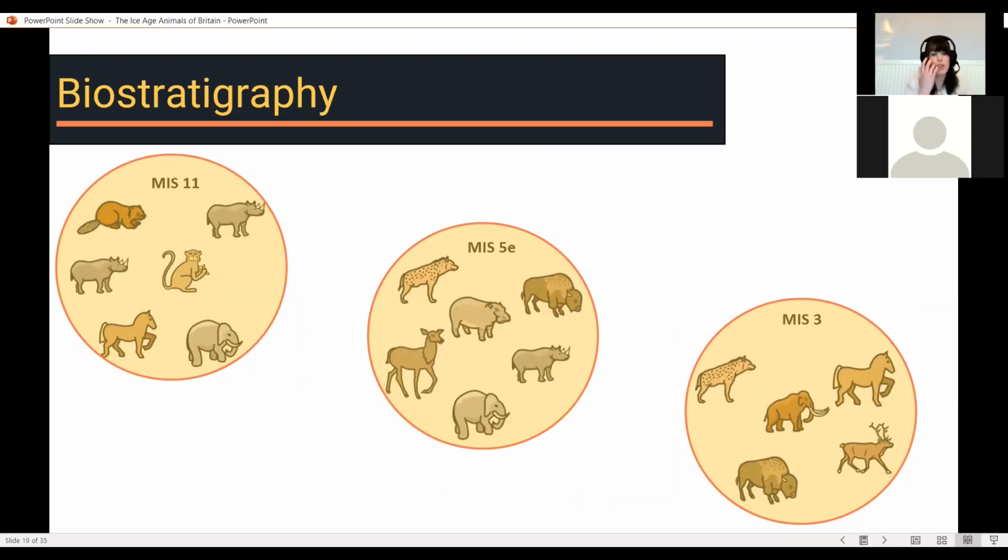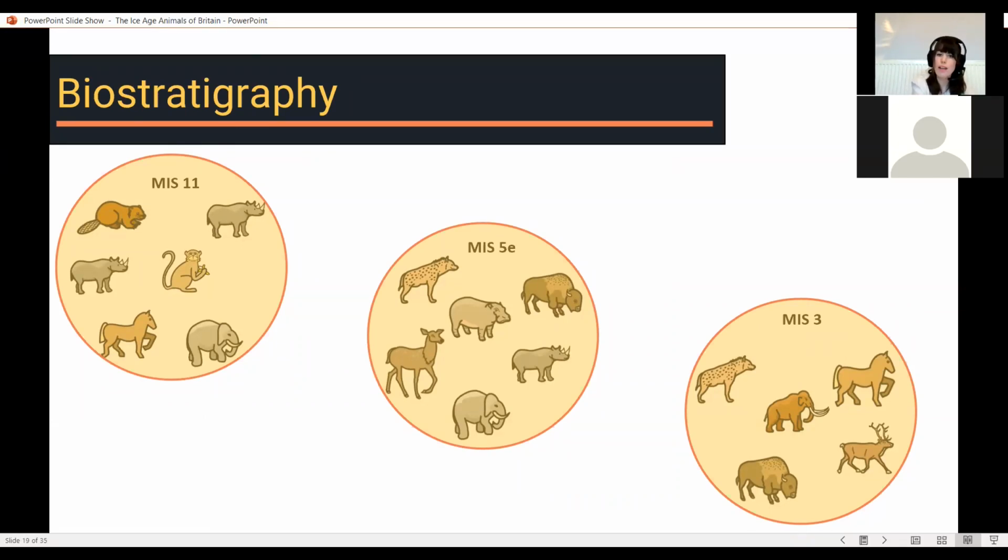And mammals are particularly useful for this for a number of reasons. One of the reasons is through their evolution. We can see the evolution of specific species during the Pleistocene. Another reason is through migration, so their range will change in response to those climatic changes that I spoke about earlier. And another reason is through their extinction as well.